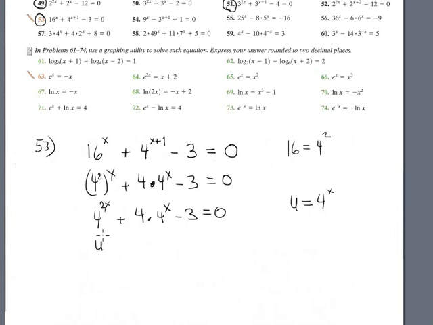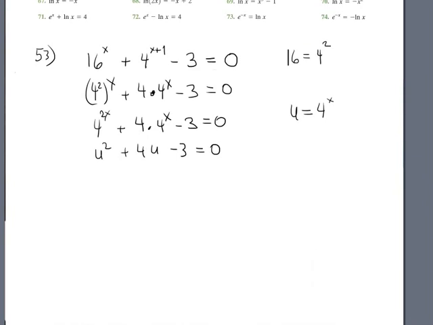Okay, this is a quadratic-form equation, and the substitution is u equals 4 to the x. This is u squared plus 4u minus 3 equals 0. This equation is not factorable. You must solve it by the quadratic formula. A, B, and C. Okay, A is 1, B is 4, and C is negative 3.